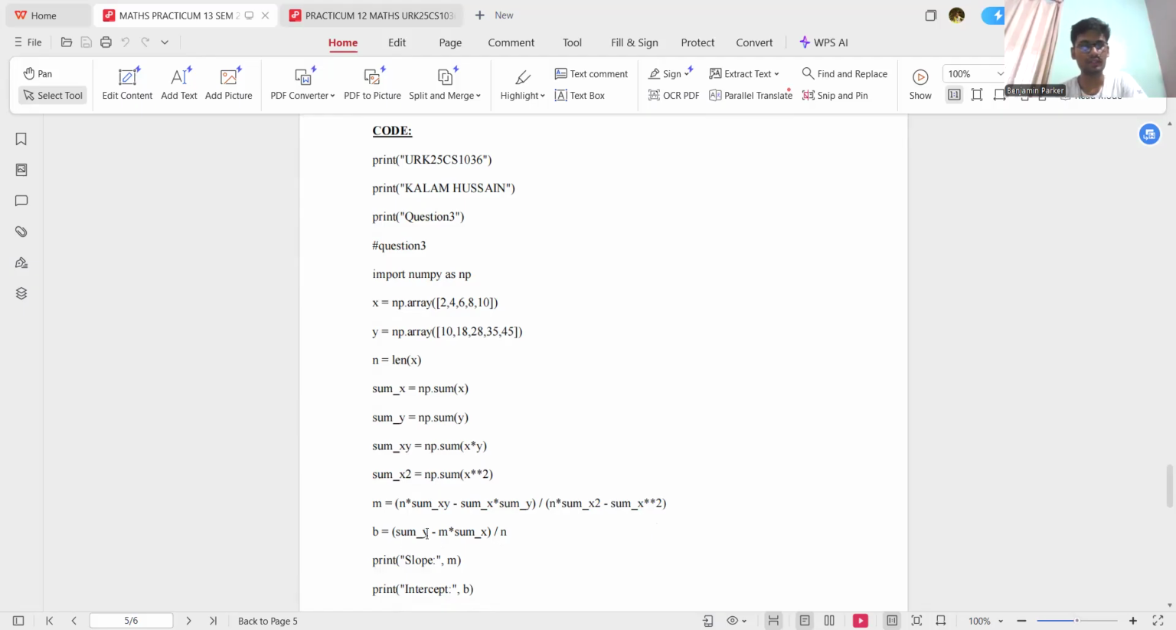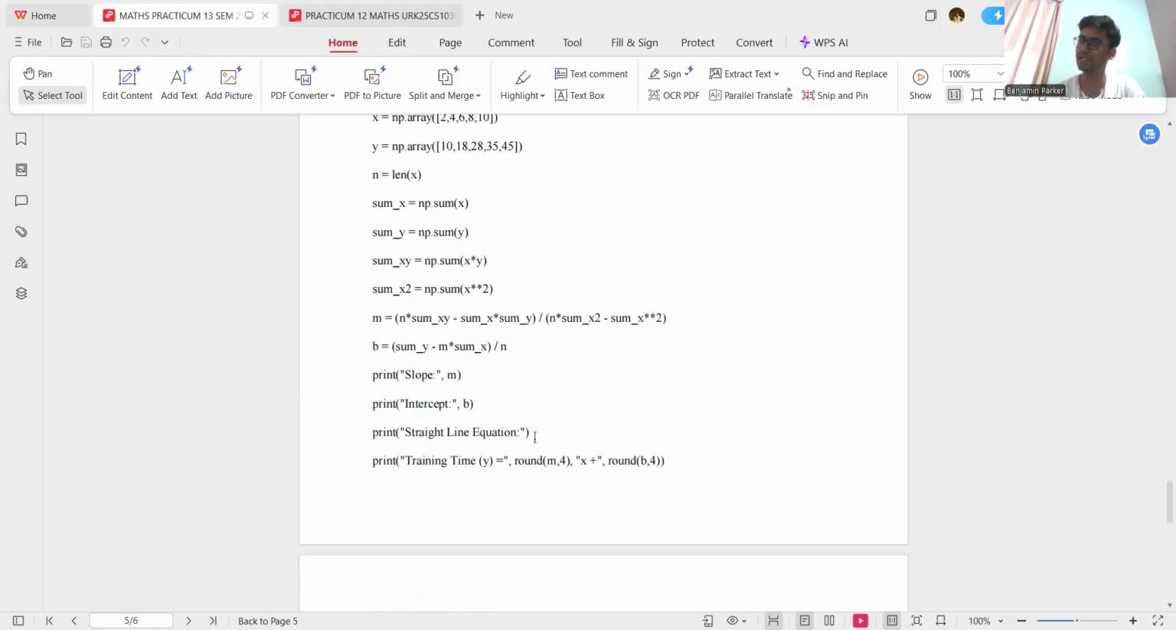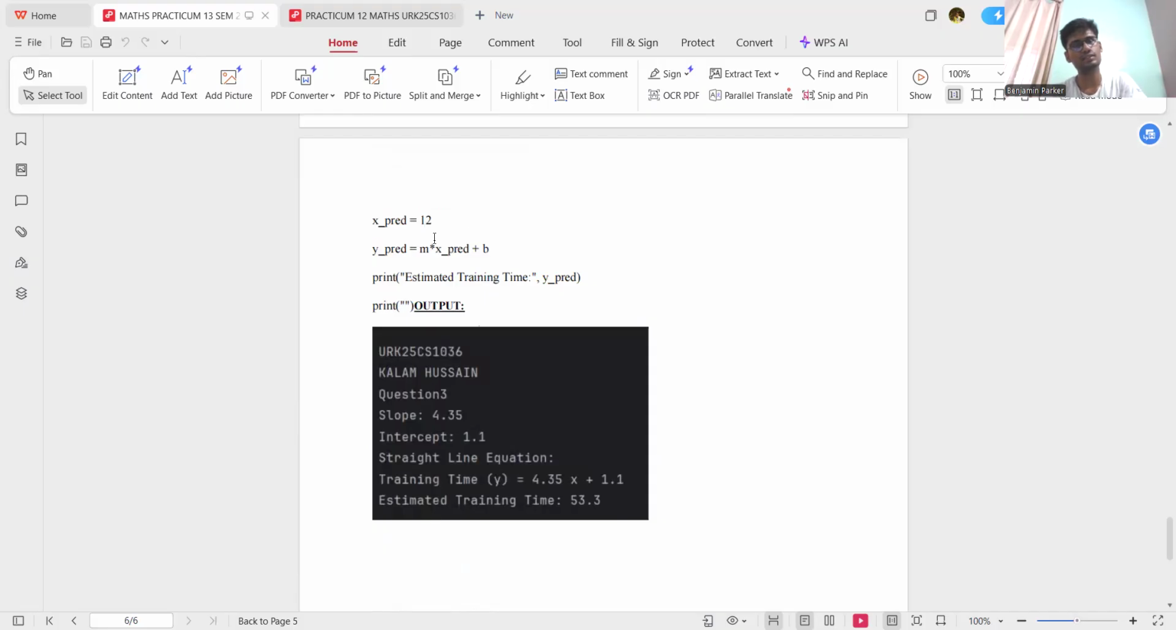And after that, we are calculating b, which is equal to sum y minus m times sum x, divided by n. And after that, we are printing out the slope, intercept, and straight line equation. After that, we are printing out the training time, y is equal to round m for x plus round b for the intercept. X predict is 12, y predict is equal to m times x predict plus b. And after that, we are printing out the estimated training time, which is y predict.